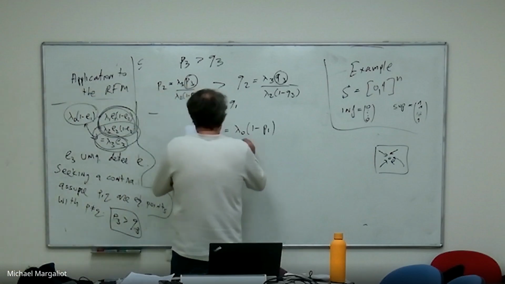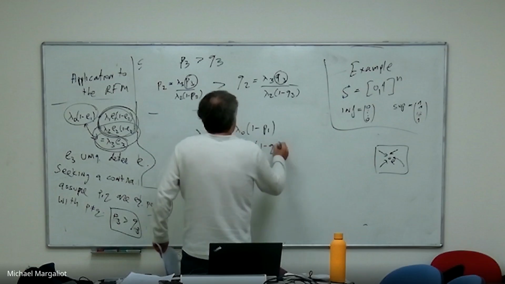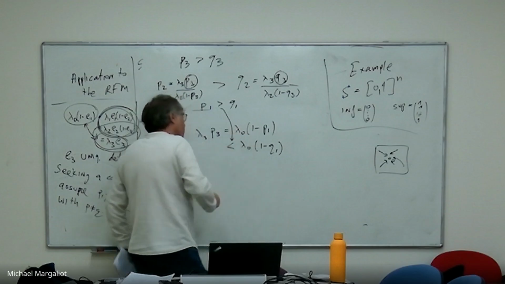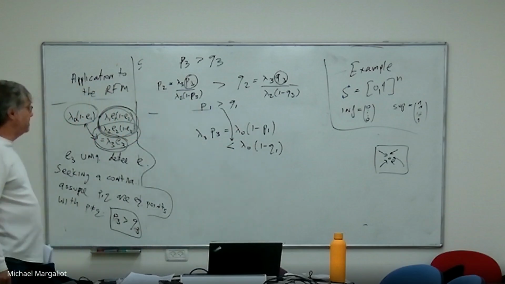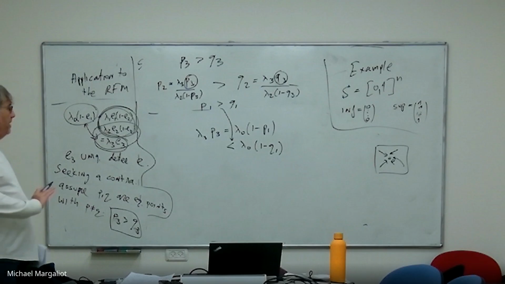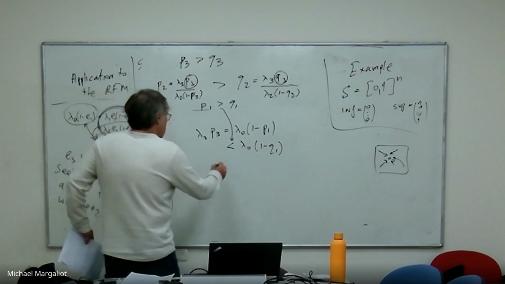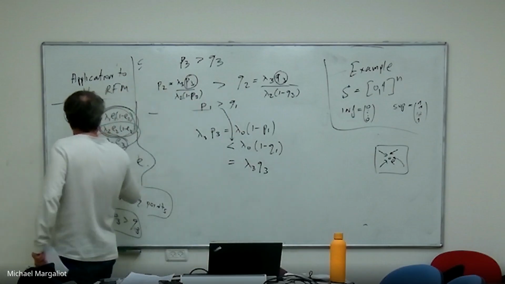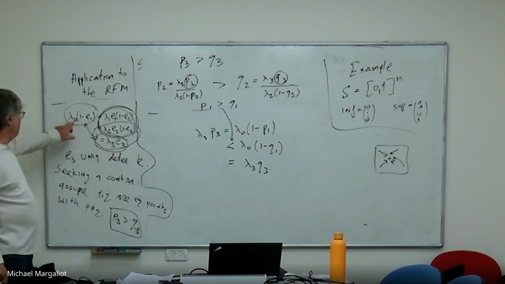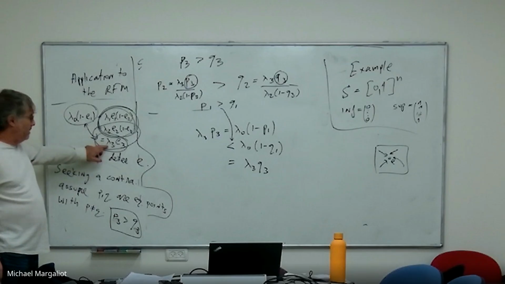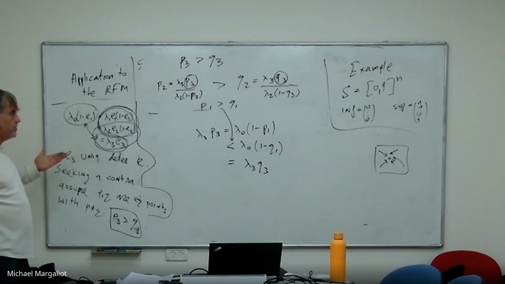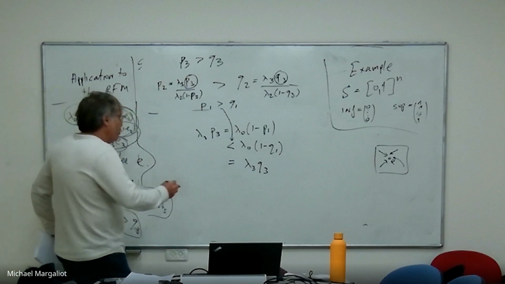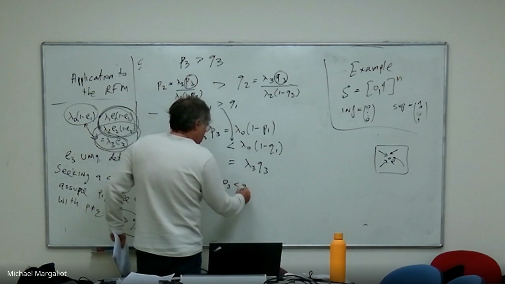And this is smaller than 1 minus Q1 from here. If Q1 is smaller than P1, then 1 minus Q1 is larger than 1 minus P1. Now, this is lambda 3 Q3. Again, from this equation, when I substitute now lambda 0, 1 minus Q1, it is equal to lambda 3 Q3, because Q is also an equilibrium point. So we got that P3 is smaller than Q3, but this is a contradiction.